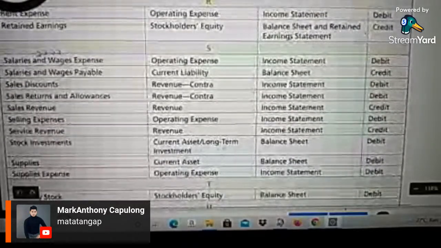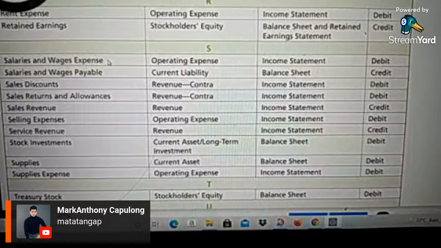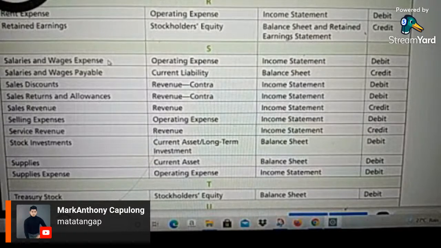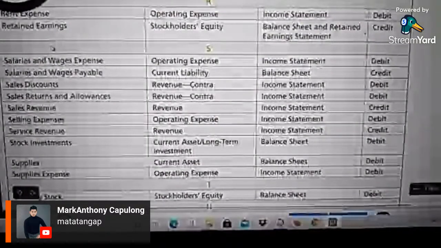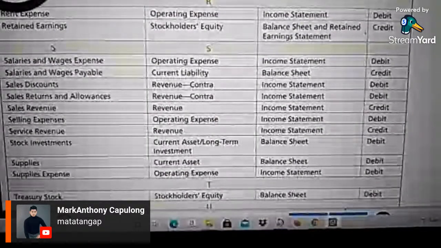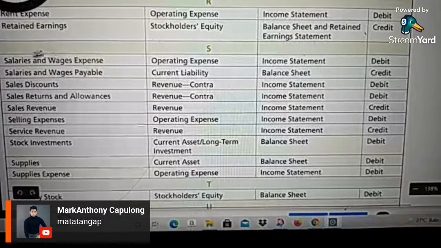Okay. So we have salaries and wages expense. So if you are a company, if you are the owner of the business, you will what? Pay the salary of your employees. That is what we call salaries and wages expense. Okay? So wages is almost a salary that is computed, for example, in terms of output rather than in terms of time. So salaries and wages expense.